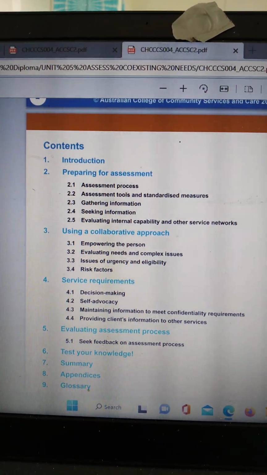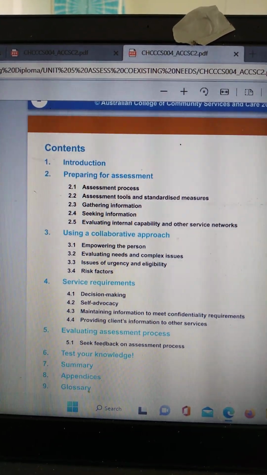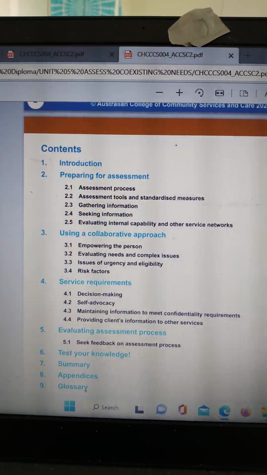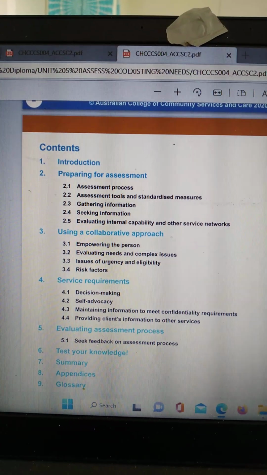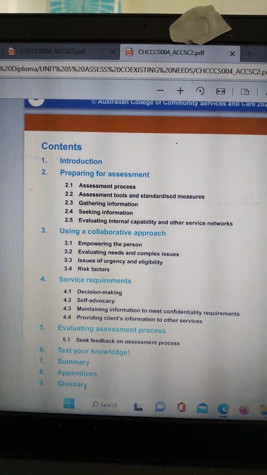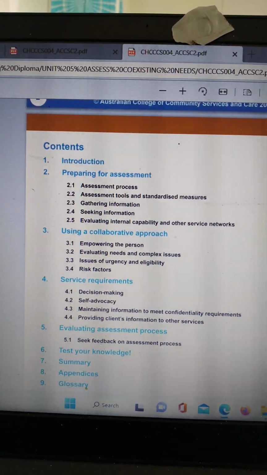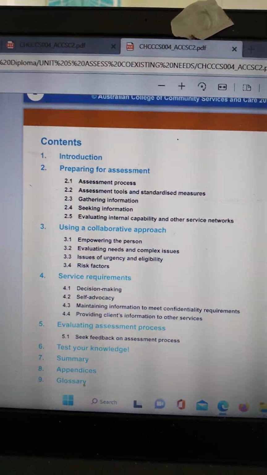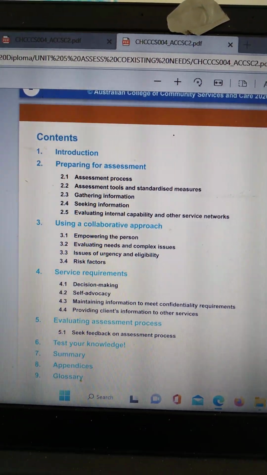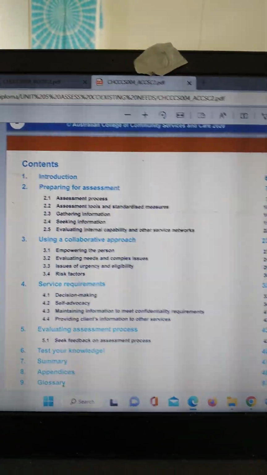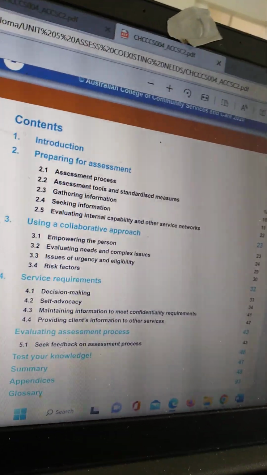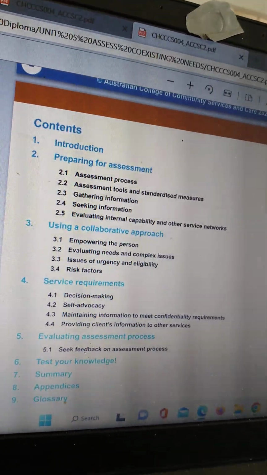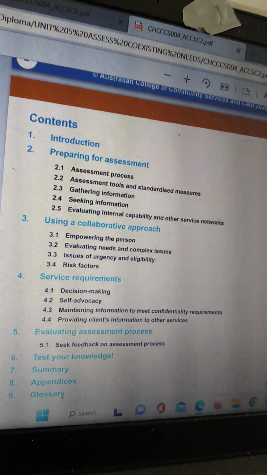2.1, assessment process. 2.2, assessment tools and standardized measures. 2.3, gathering information. 2.4, seeking information. 2.5, evaluating internal capability and other service networks. Chapter 3, using a collaborative approach.